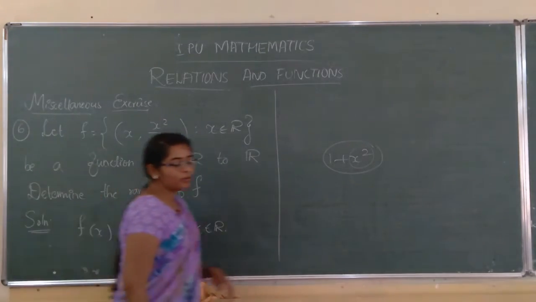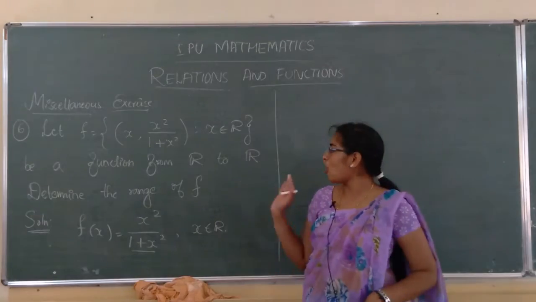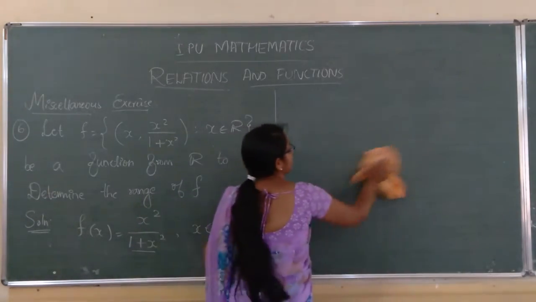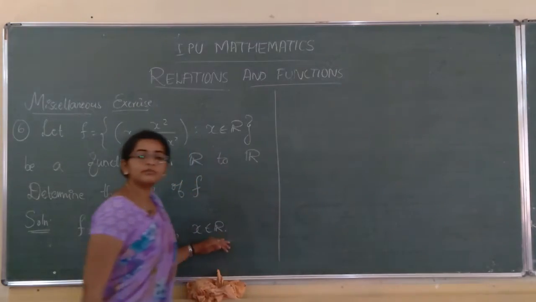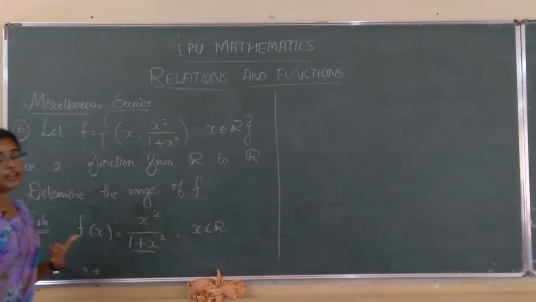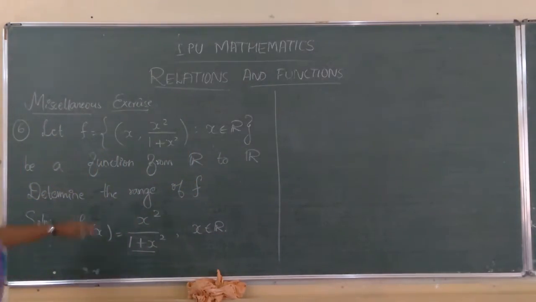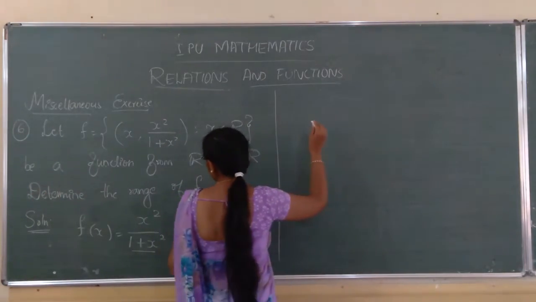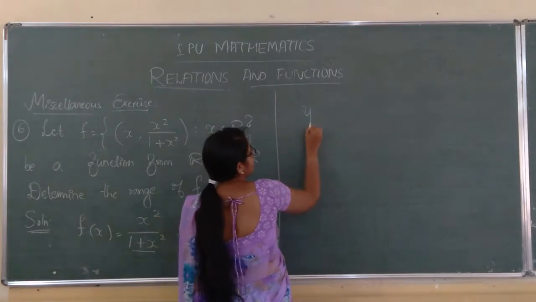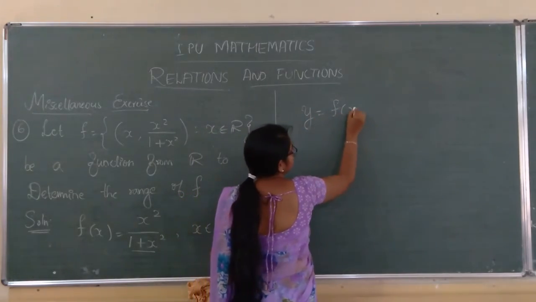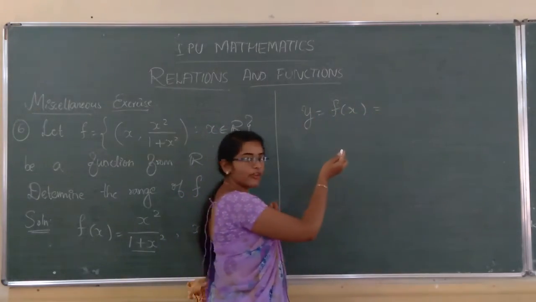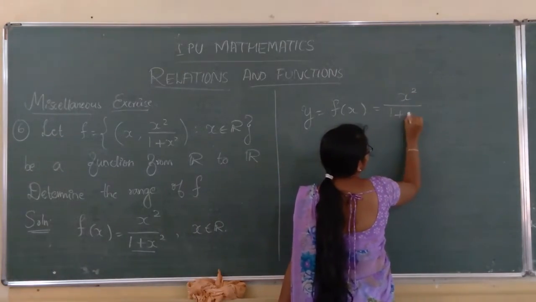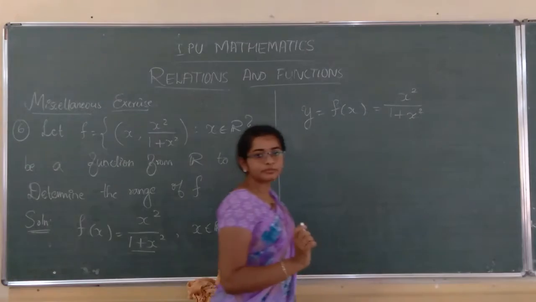So, what is my domain here? Domain is the set of all real numbers. That is about the domain. So, we get that the set of all real numbers is the domain of this function. Now, let us move on to the range of this function. How can we find the range of this function? See, I have y is equal to f of x. What is f of x? What is my f of x? f of x is x square divided by 1 plus x square, right?